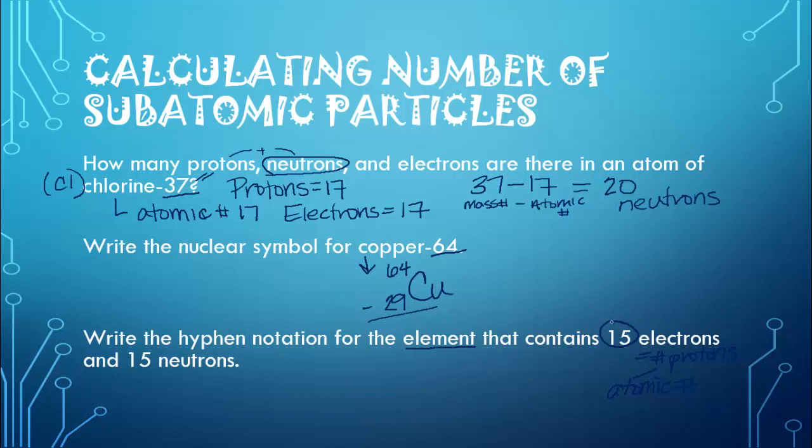Have you located it? Okay, 15, hopefully you have found, is phosphorus. So in hyphen notation, we write out the whole name, not just a symbol. So phosphorus, hyphen, because it's hyphen notation, and then we need the mass number. So remember, the mass number is our number of protons plus our number of neutrons. So if we take 15 plus 15, we get 30. So this would be phosphorus-30.